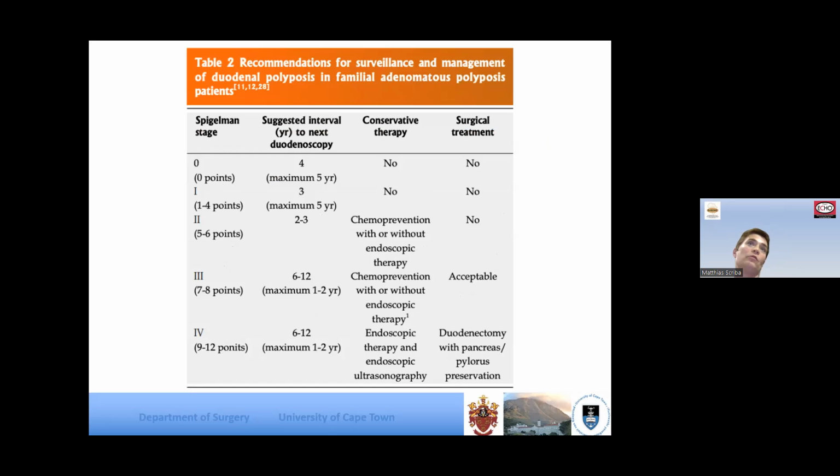So stage 1 and 2, that's usually what we see, fortunately. Stage 1, you don't need to do anything. You can just observe and rescope them sort of between every 3 and 5 years. By the time they get to stage 2, it's a little bit more debatable. Do you do anything? Or do you just surveil them again? What is clear is that people start looking at them a little bit more often.